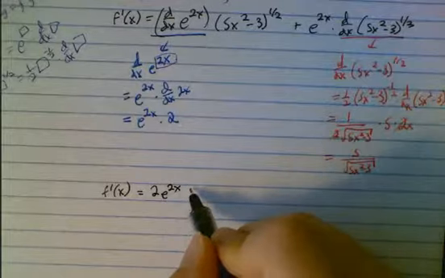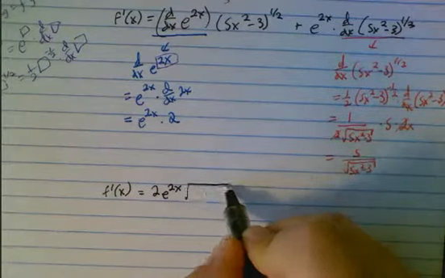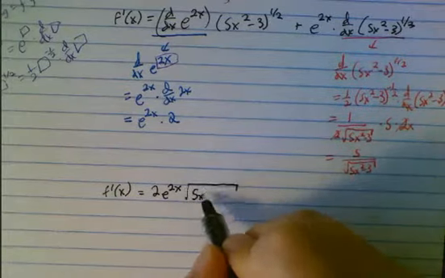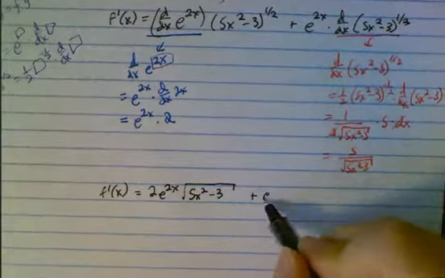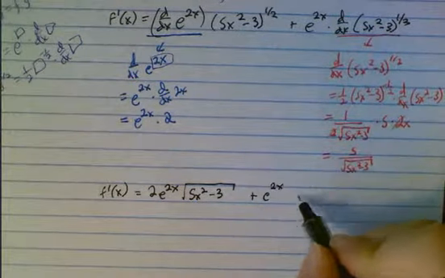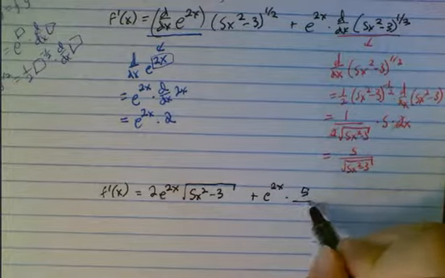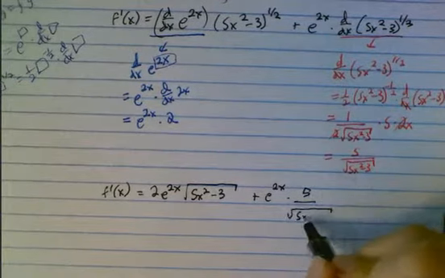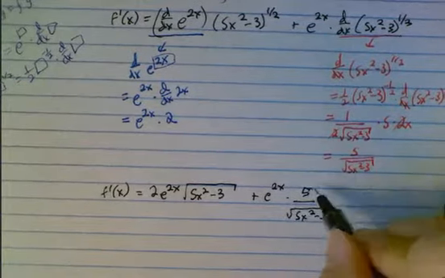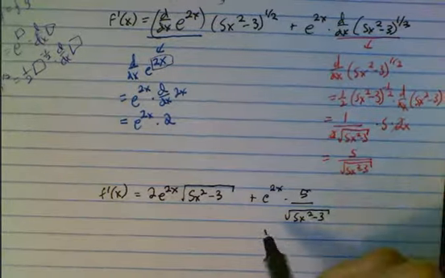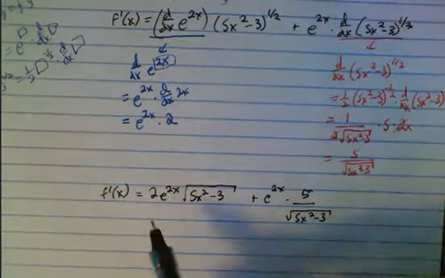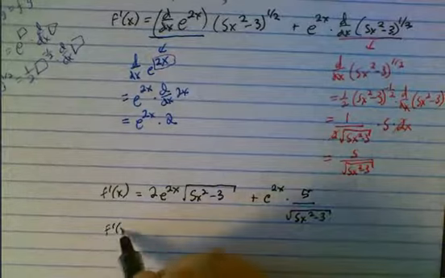2e to the 2x. This can go back to being a square root 5x squared minus 3, plus e to the 2x times 5 over square root 5x squared minus 3. Now notice with simplification, if we have a rational expression like this right here, then we want to get common denominators and put them all together. So that means that this, since it's our only denominator, is going to be our common denominator.